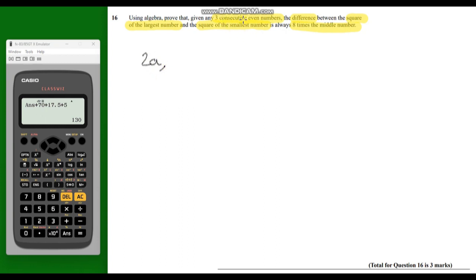But we're looking for 3 consecutive even numbers. So the next even number after this must be 2a plus 2. And then the next even number after that would be 2a plus 4, 2a plus 6, etc. So these are our 3 consecutive numbers. And we need to look at the difference between the square of the largest number and the square of the smallest number. So the square of the largest number will be this squared. So it will be 2a plus 4 squared. And we need to subtract the square of the smallest number, which is 2a. So in brackets 2a squared. And that should be equal to 8 times the middle number.